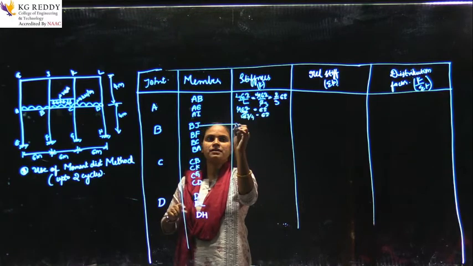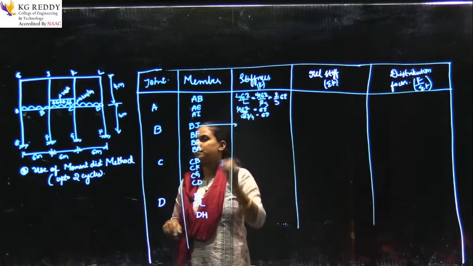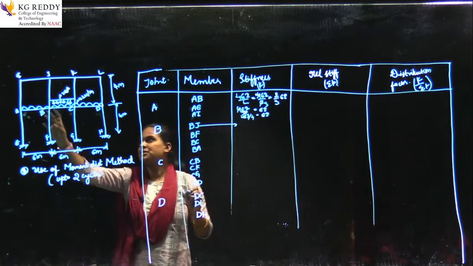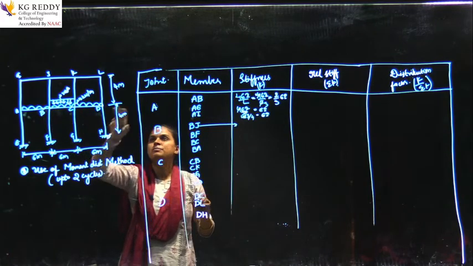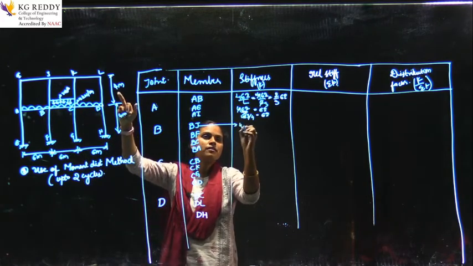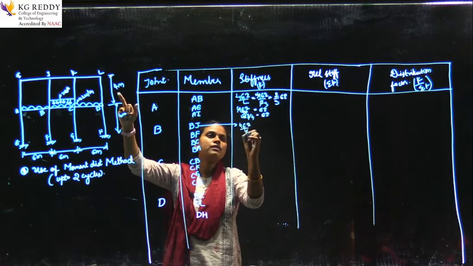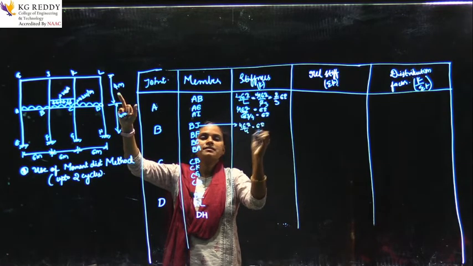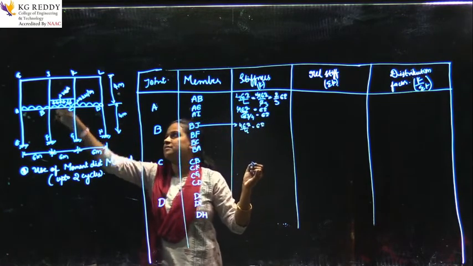Next for BJ, for B joint you have the member BJ. So BJ length is 4 meters. So again 4 EI by 4, it will be equal to EI, right. For BJ you are done.